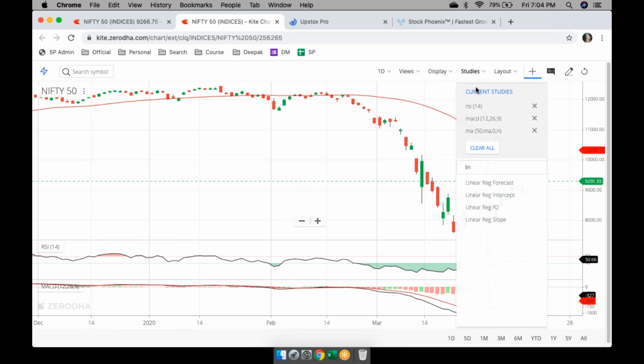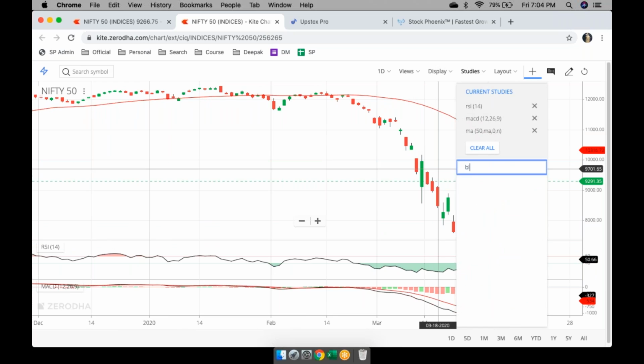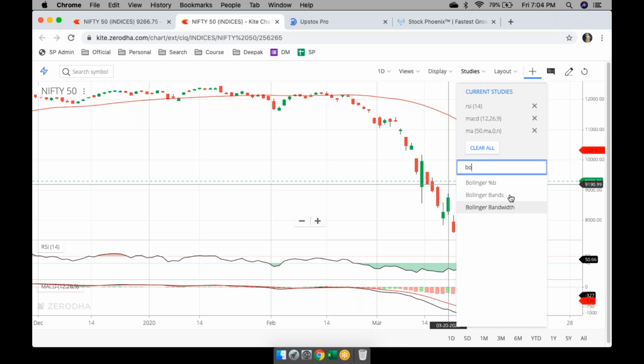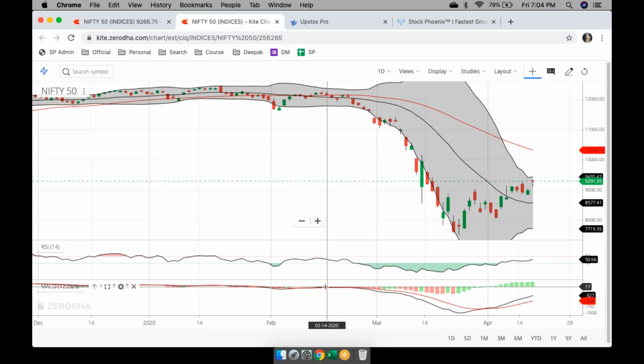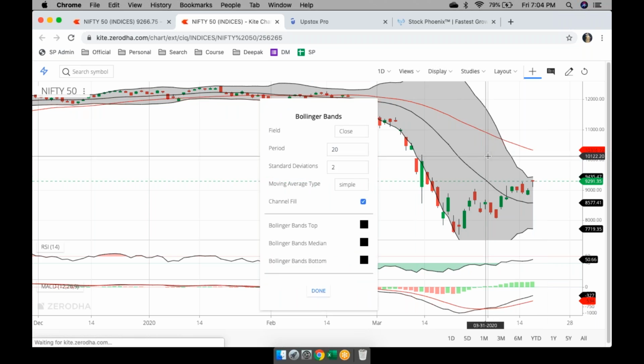Say, for example, if we take Bollinger Band, this is called an overlay. It is just forming on the chart, above the chart. Actually we don't have any studies based on this. So let me clear everything.